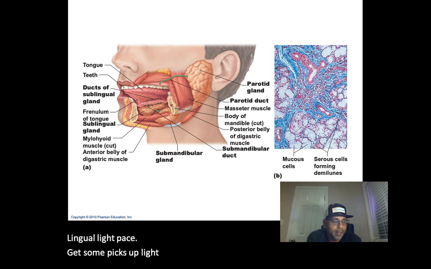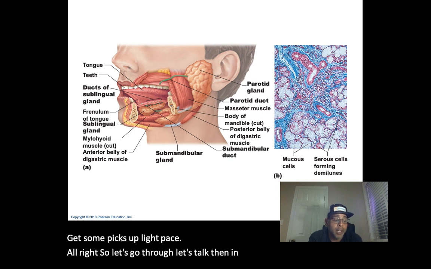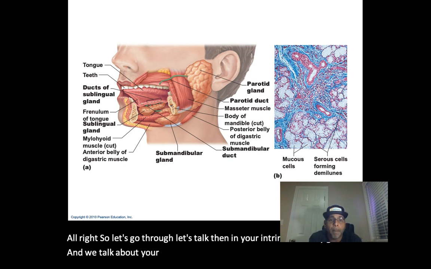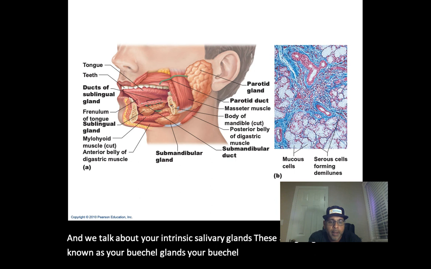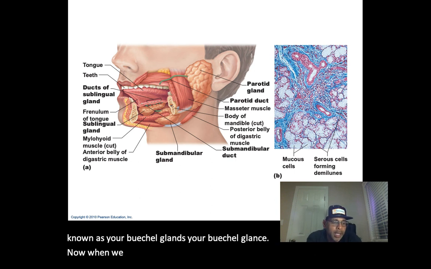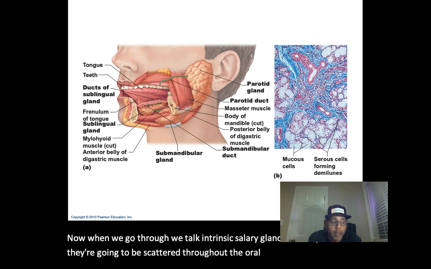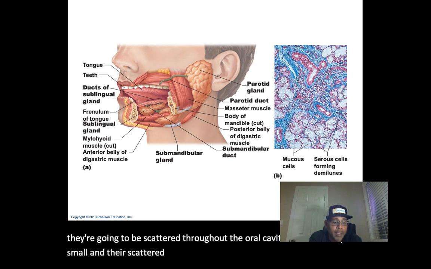All right. So let's go through and talk about the intrinsic salivary glands. These are also known as your buccal glands. They're very small, and they're scattered throughout the oral cavity's mucosa.